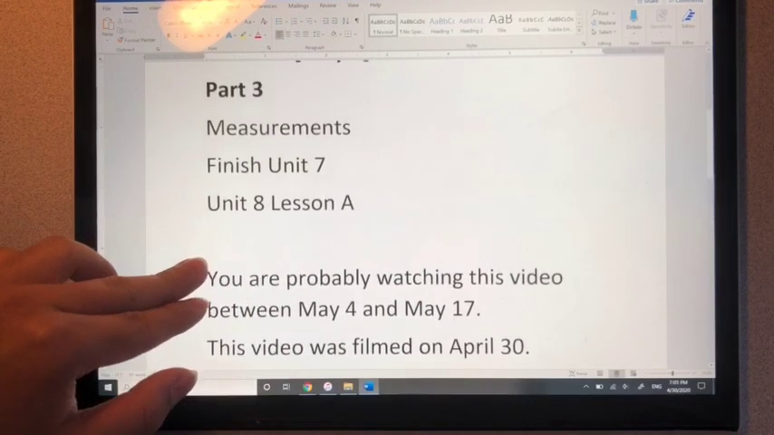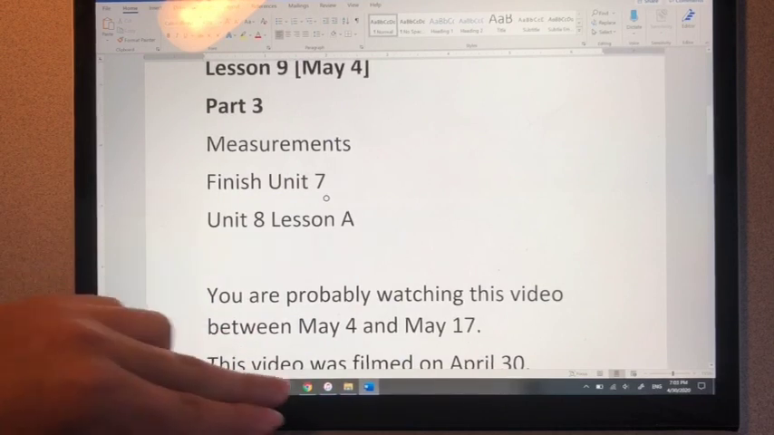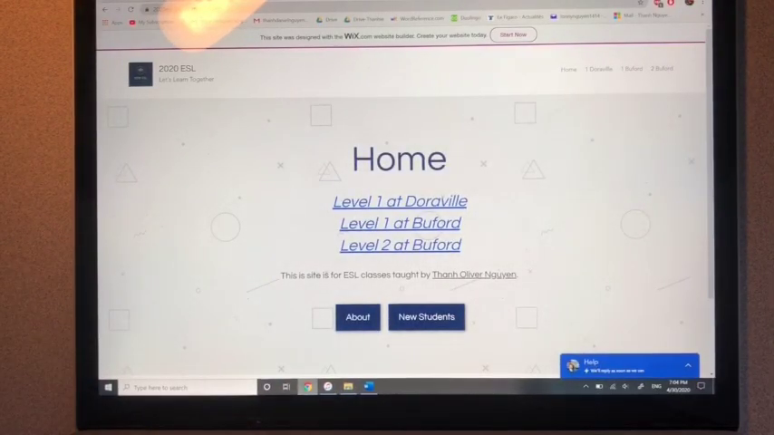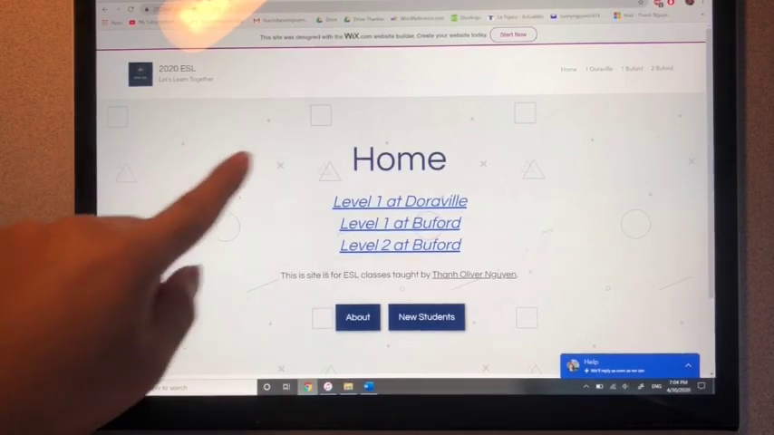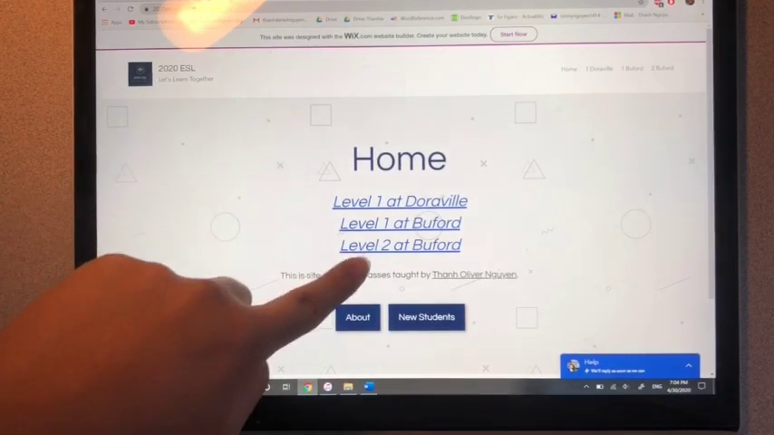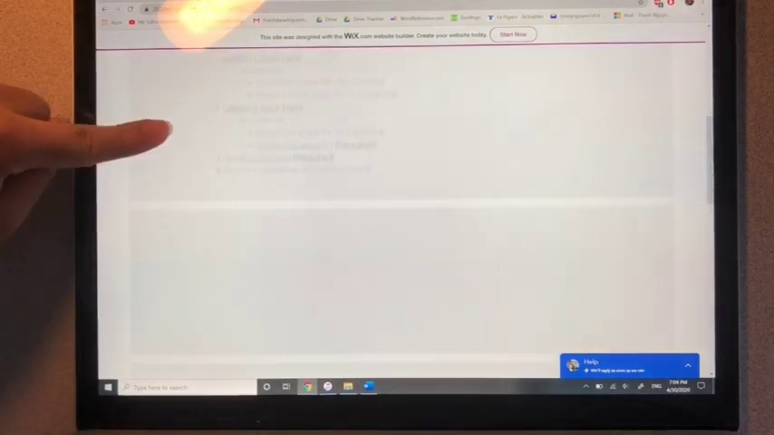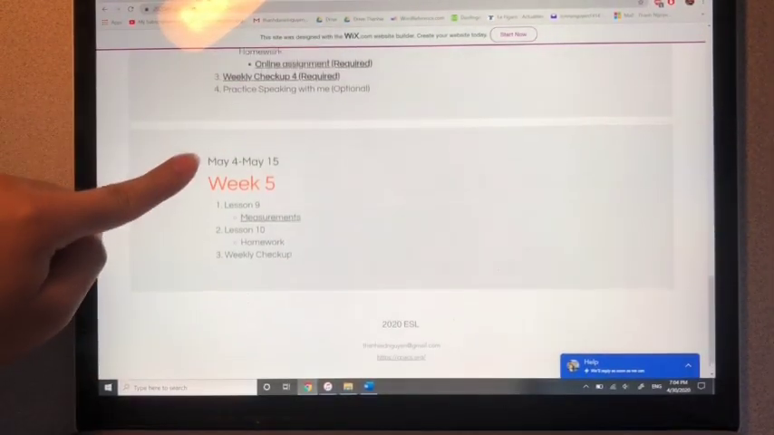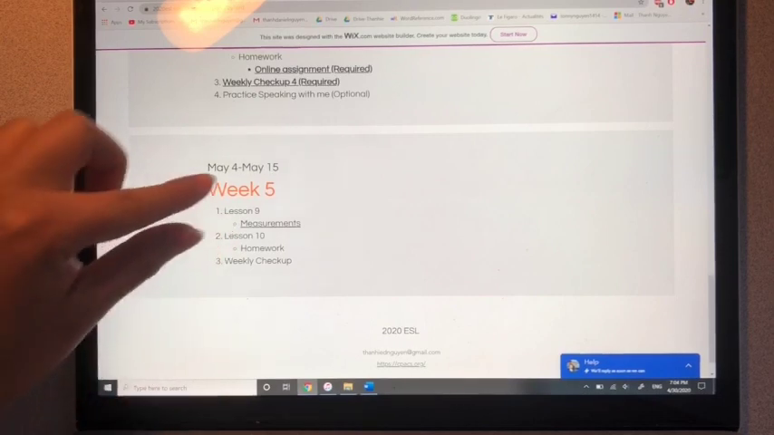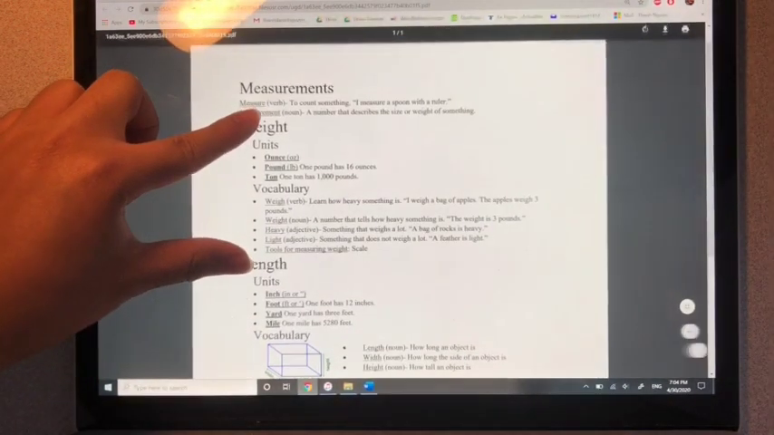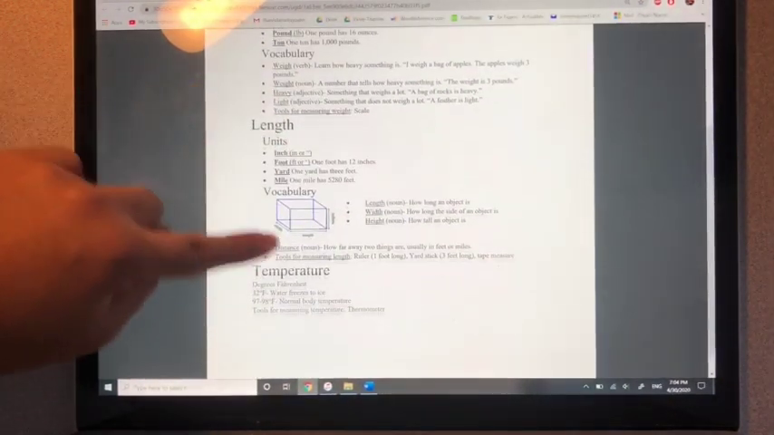So, for the two videos before this video, you had to take some notes on measurements. If you want the notes, they are online. So what you do is you go to the website, you go to your class level, go to week 5. Week 5 is all the way at the bottom. Week 5, lesson 9. There's something called measurements here. Under lesson 9, click this. Here you'll find the document with all of the notes on here.